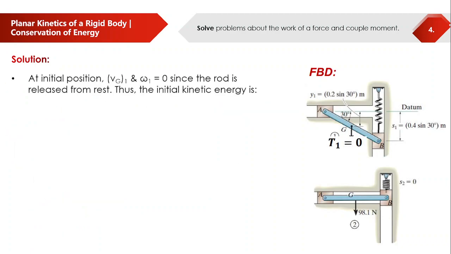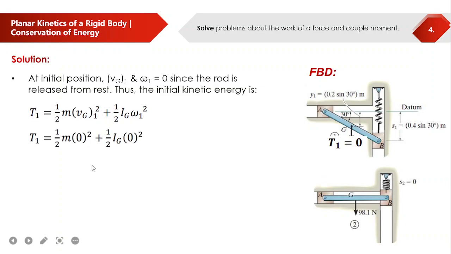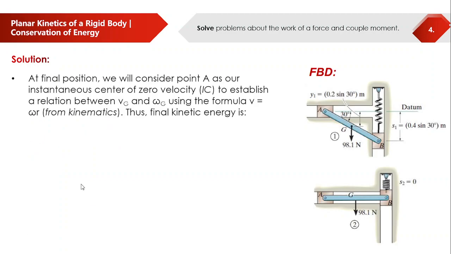At initial position, V sub G sub 1 and angular velocity sub 1 is 0 since the rod is released from rest, thus the initial kinetic energy is 0. Okay? Diretsahan na lang yan. So, walang kinetic energy na naginap kasi nga at rest, hindi pa siya nare-release. So, walang movement, walang motion, so walang kinetic energy. Okay? So, the T sub 1 is equal to 0.